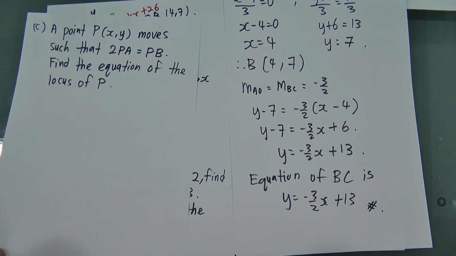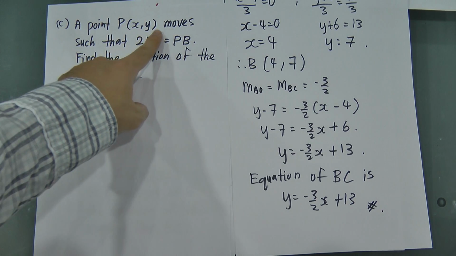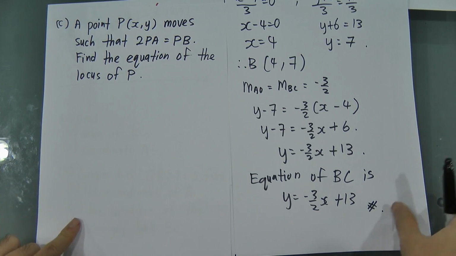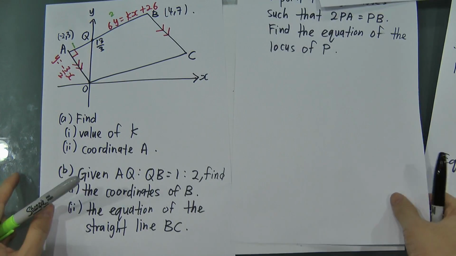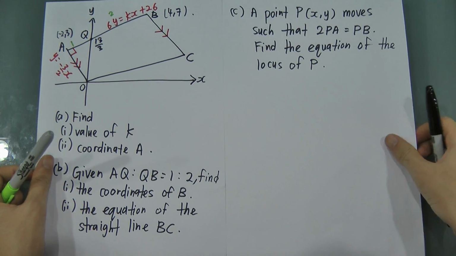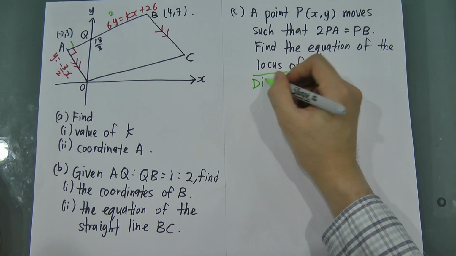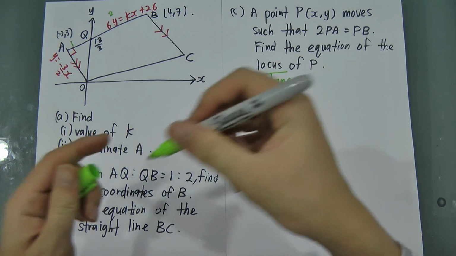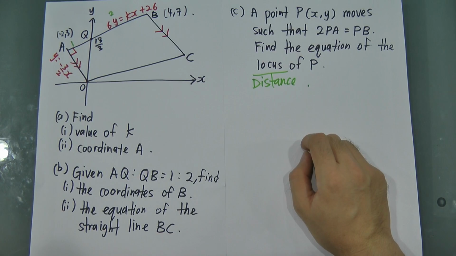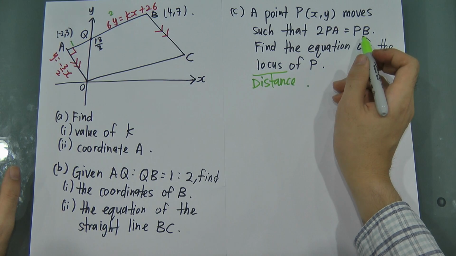Okay, of course at the last part you will have some Locus question as usual. So point P moves such that 2PA equals PB. I say whenever you see a Locus question, first you must link it to the distance formula. Locus in geometric coordinates is always related to the distance. So whenever I see locus, I will link it to the distance. Alright, so he says point P will move between A and B. So it will move such that 2PA equals PB.